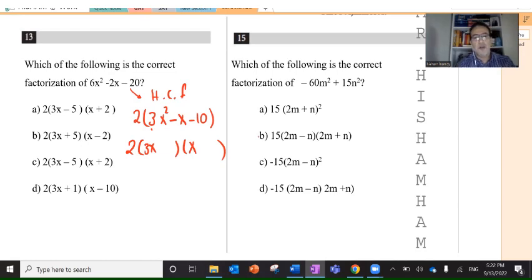Then I'm looking for two numbers. The product will be 10, but the difference will be 1. So let's try 5 and 2. Why, Mr. Hisham? 3 times 2 is 6x. 5 times 1 is 5x. And the difference between 6 and 5 is 1. The greatest, which is 6x, takes the sign of the middle. So this will be negative, and this will be positive. So the answer is B. By the way, you can use the expand method to check which answer is right.